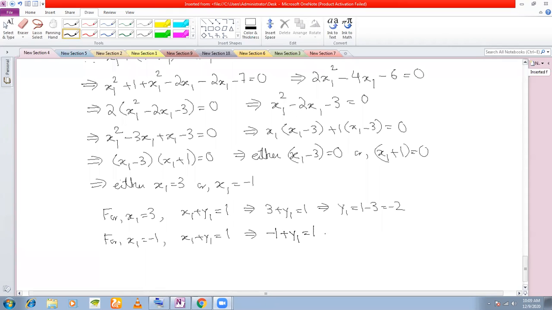Okay, minus 1 plus y1 is equal to 1. That means y1 we are getting as 1 plus 1 is equal to 2. So for x1 is equal to 3, we are getting y1 is equal to minus 2. For x1 is equal to minus 1, you're getting y1 is equal to 2. So therefore, what are the coordinates?